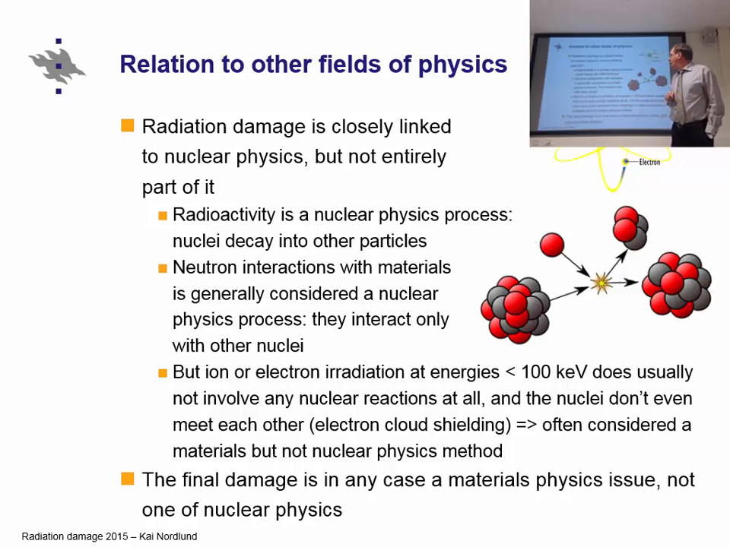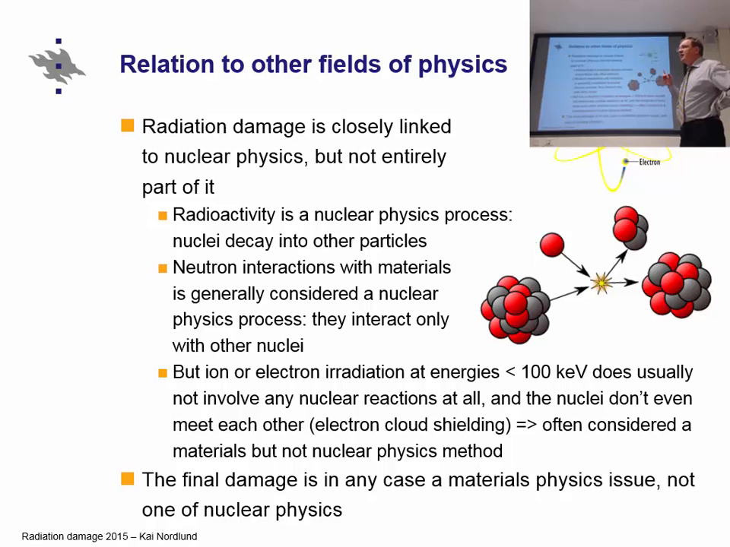But okay, to give a bit of a view how this relates to others. Of course, radioactivity is a nuclear physics process, and this is clearly part of nuclear physics. Also, neutron interactions with materials is usually considered a branch of nuclear physics. But when one deals with fairly low energy ions or electrons, that is below, roughly speaking, 100 keV, these can be used to irradiate materials. They are certainly ionizing radiation, but they don't necessarily cause any nuclear reactions.